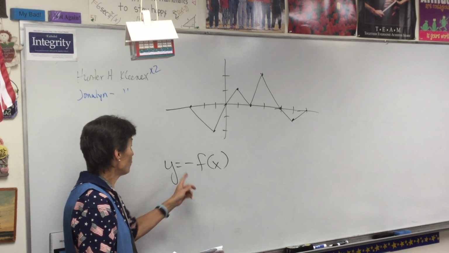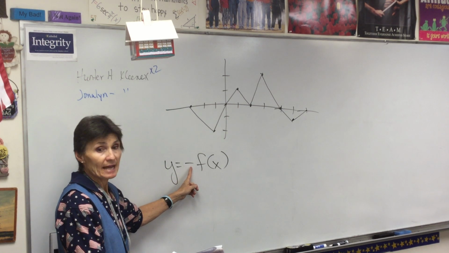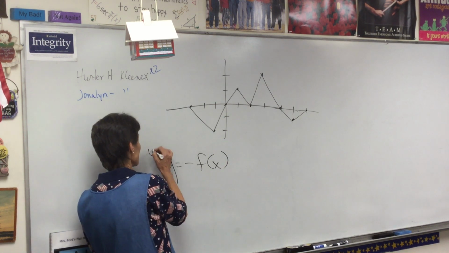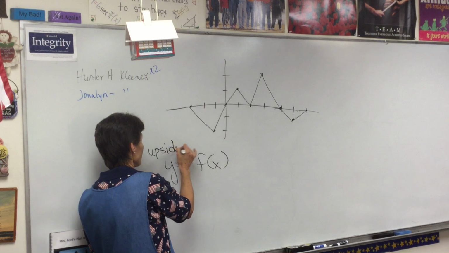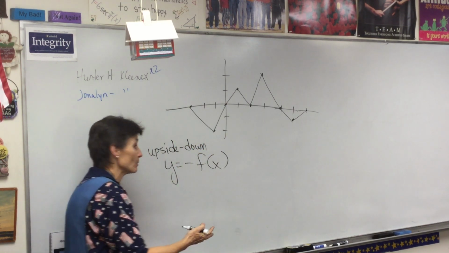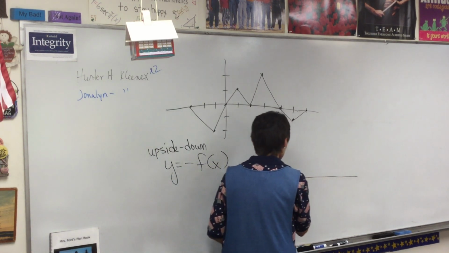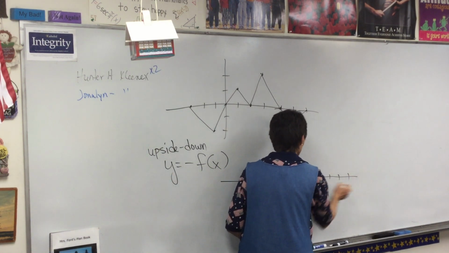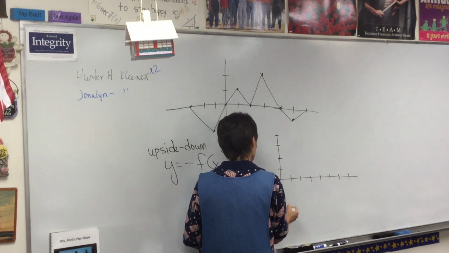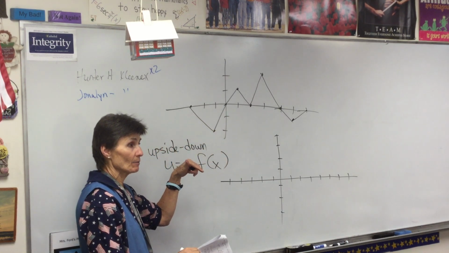Now you know what that negative does. Look where it is. Where is it? It's out in front. So this is going to turn the picture upside down. It flips it upside down. So now we're going to graph the exact same picture. You're going to use your graph paper to help you. You have it easy because you have graph paper. And we're going to graph this exact thing but upside down.